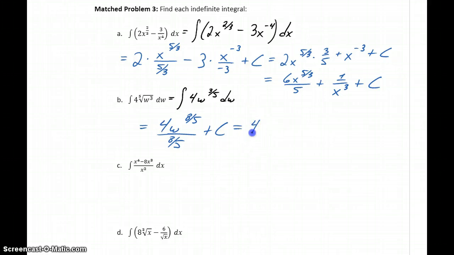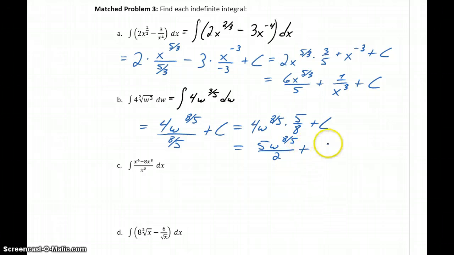So that's exactly the same thing as 4 times w to the 8/5 times 5 over 8 plus c. Then 4 over 8 will reduce, giving us 5w to the 8/5 over 2 plus some constant c.